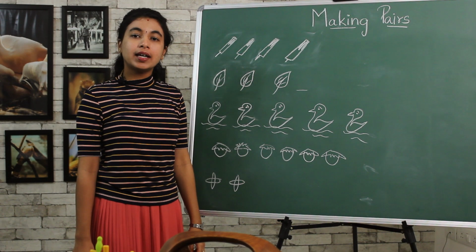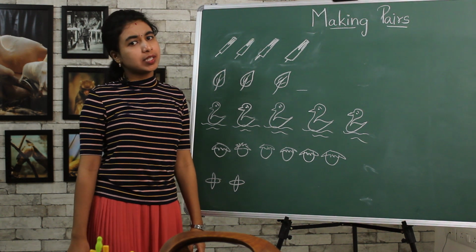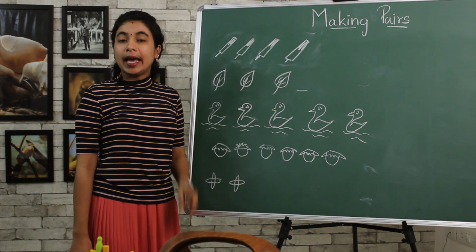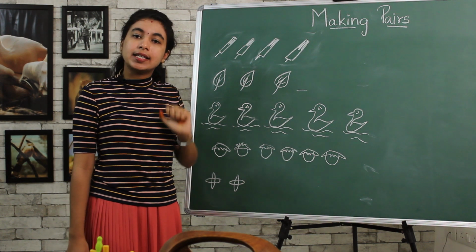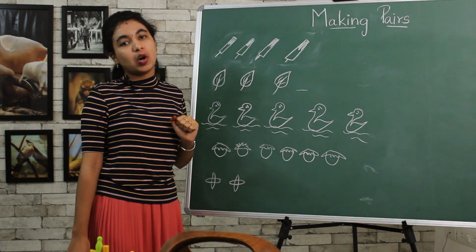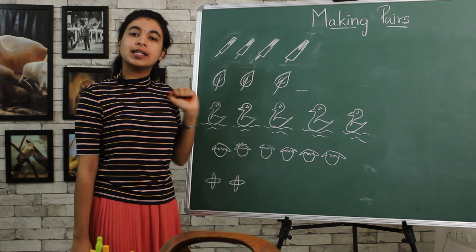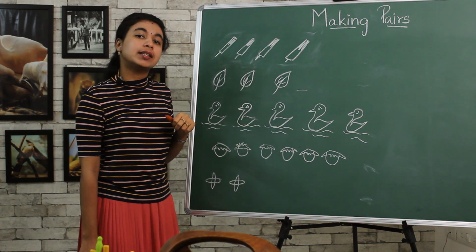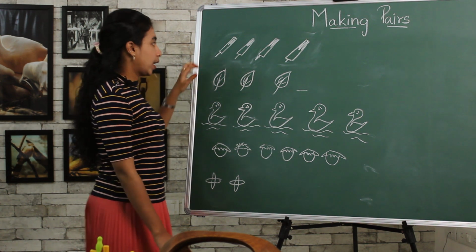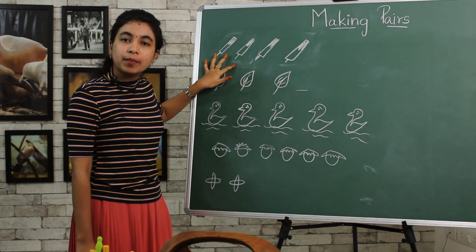Now we'll study how to make pairs. Do you know what is a pair? Yes, any two objects that are similar to each other, you call it as a pair. Let's look at some examples so that you'll understand better. Okay. So how many objects do you need to make a pair?